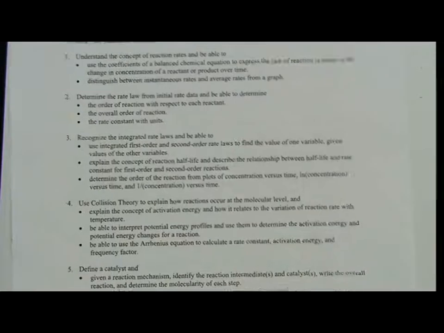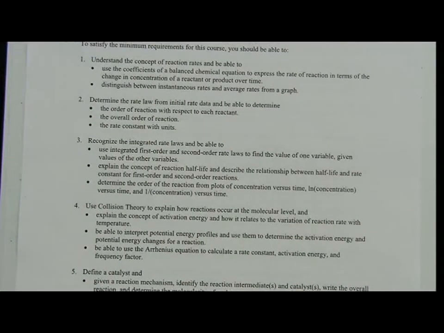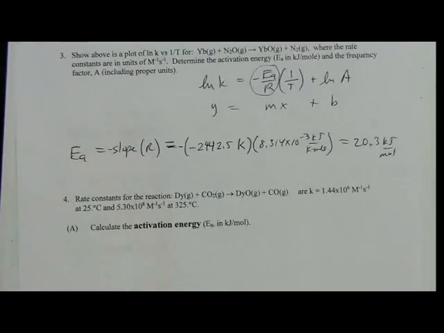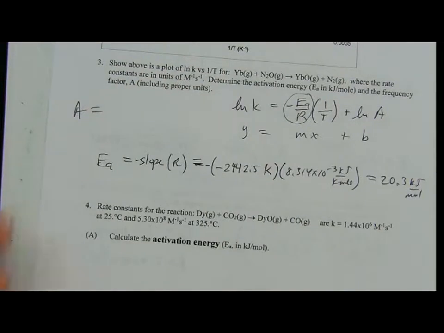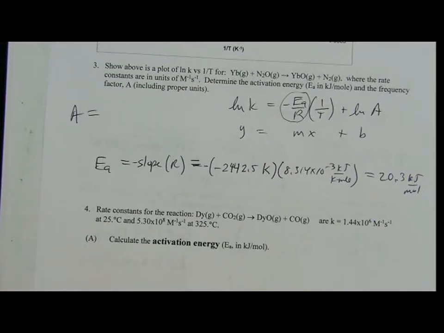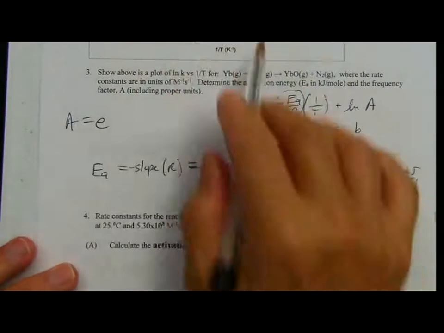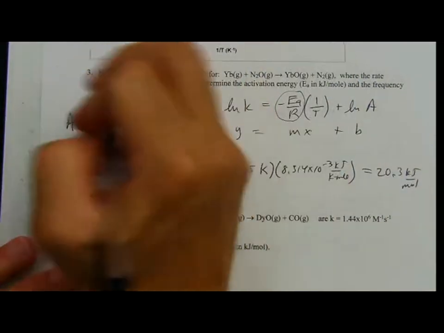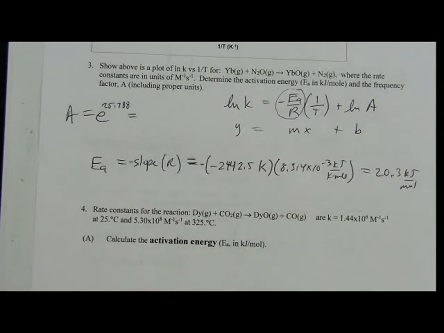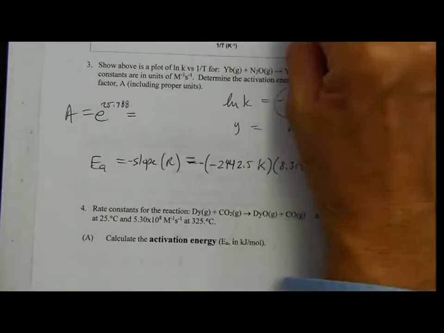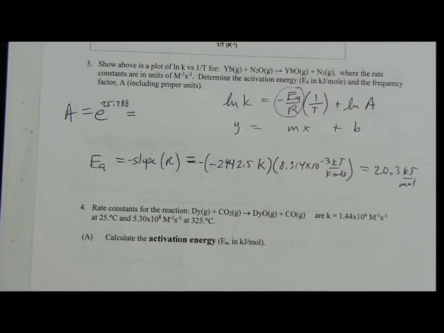So let's make sure we've covered everything we're supposed to do today. We didn't do the second part of that one. Oh, the A. All right. You are correct. I also want the A. What is A equal to? Almost. E to the y-intercept. E to the 25.788. Because the y-intercept is equal to log of A. So if you want A, you have to take e to that.